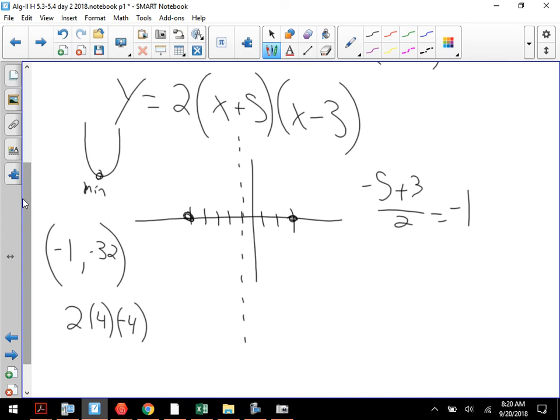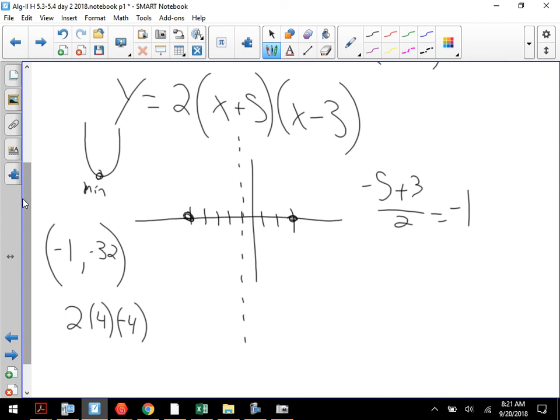So if I'm going to plot that, about there. One of the things that happens, the further away your zeros are on the x-axis, the further away your vertex is going to be from it. So I just picked numbers that I knew would divide out quickly.